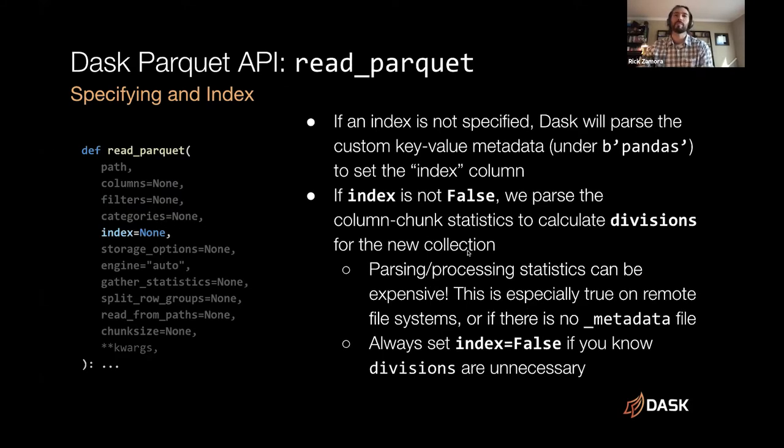column. But something to keep in mind is when we do have an index column, we parse all the statistics in the metadata and we try to calculate divisions. This does have overhead on the client during the planning stage of the read Parquet. So if you know you don't need divisions, you don't need an index, it can be fastest just to set index to false explicitly. So just keep that in mind.